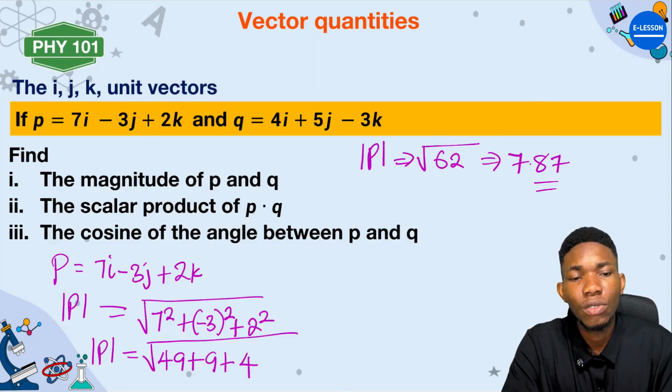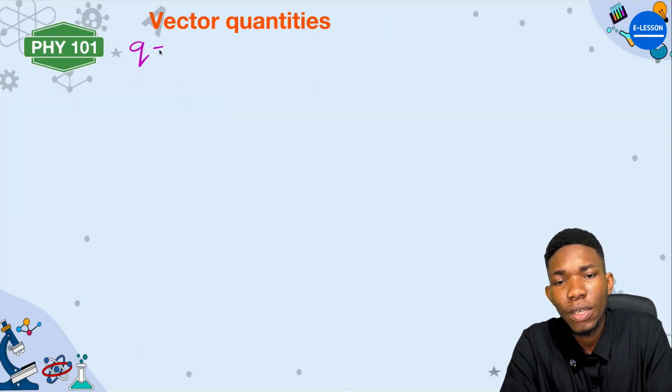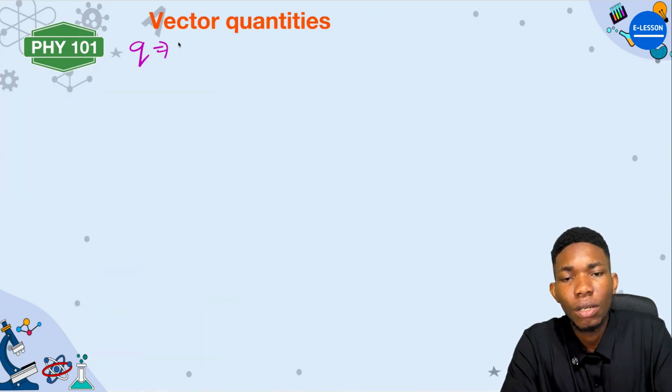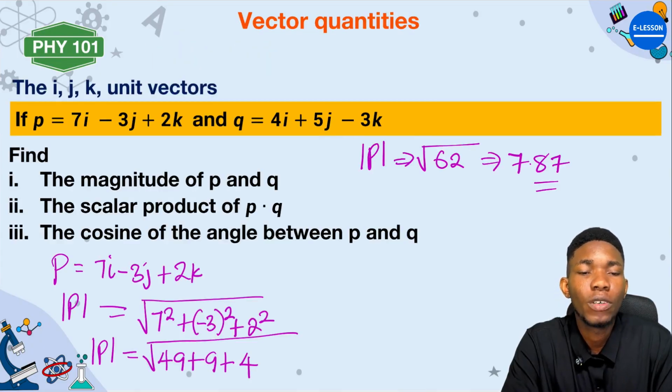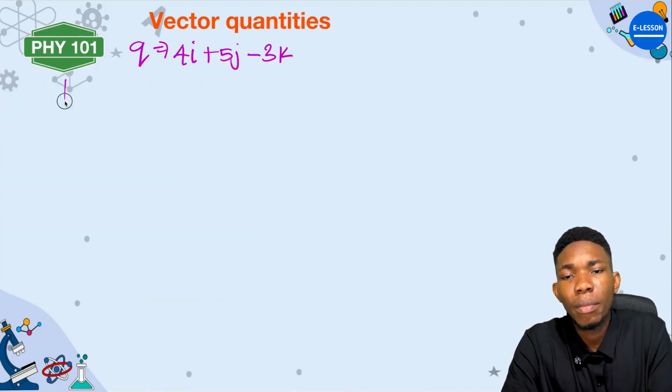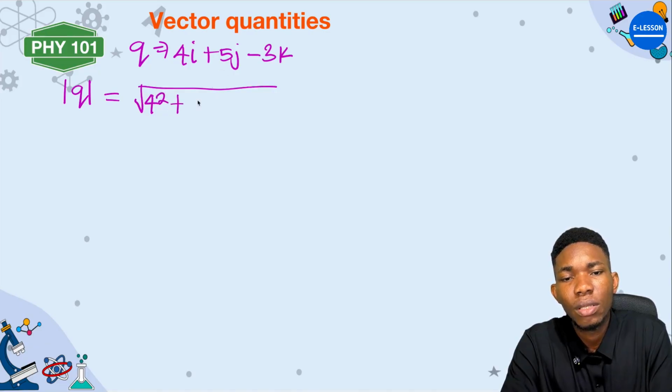Now let us look for the magnitude of Q. What was Q given in the question in the first place? Q is 4I plus 5J minus 3K. Let's confirm. 4I plus 5J minus 3K. Now, my dear student, what do you think will be the magnitude of Q? According to what I taught you, the magnitude is usually what you have here, which is 4 square plus what? Here is what? 5 square, plus, it will still remain plus, but you now put minus 3 in bracket square, which is the magnitude of Q.